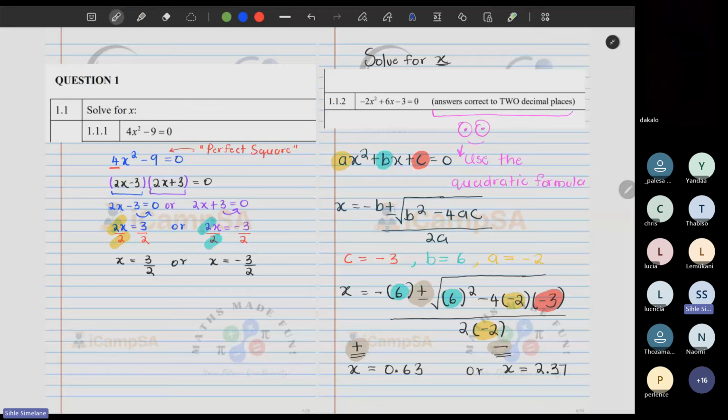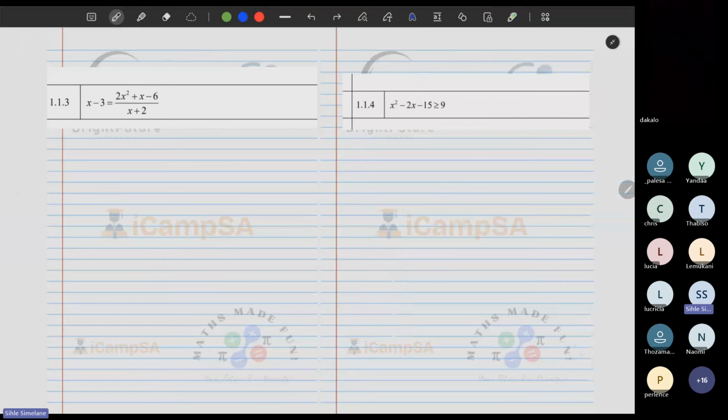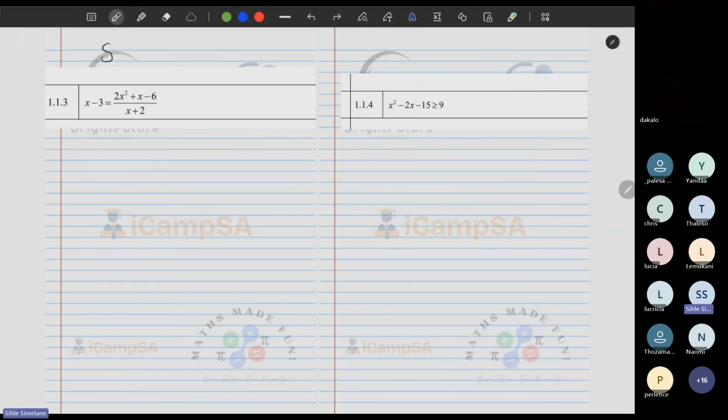We are done with this question. So the quadratic formula, we must know how to use. It's very important. The first question, even on your exam, will need the quadratic formula. Okay, let's go, guys, to the next one. Even on the next one, we are still required to solve for x.